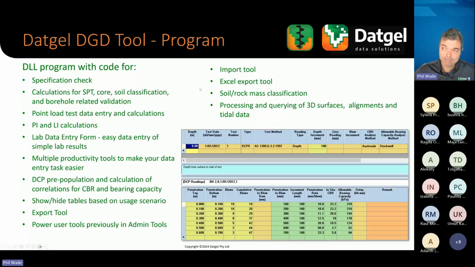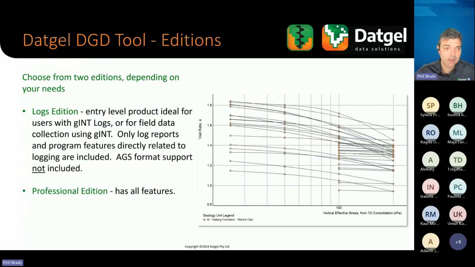There is a program behind it which calculates things like SPT and RQD and some other basic things like that. There are some tools to speed things up for importing and exporting data, creating surfaces and so on. For example, here on the right, this is for DCPs, which calculates correlations for allowable bearing capacity and in situ CBR, certain methods which you can decide if you like them. And there are two editions: the logs edition, which matches what you might do with gINT logs, and the professional edition, which matches what you would do with gINT Professional or Professional Plus.